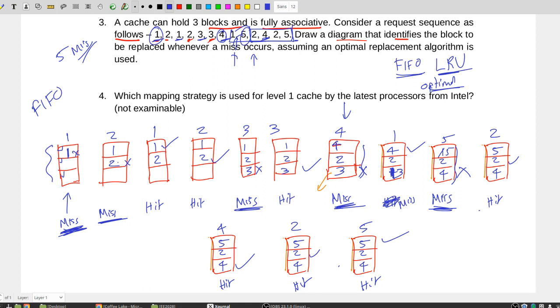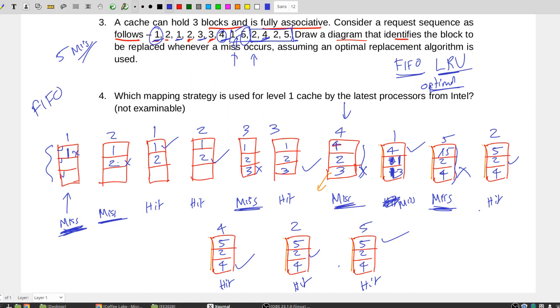2 will be replaced, because among the 3 blocks in the cache, 4, 2, 3, 2 is the oldest one to come into the cache. So 2 will be replaced with 1. So the situation would be 4, 1, 3, and this would be a miss. And then 5 comes in, that will also be a miss, and 5 will replace 3, right? 3 is the oldest in the cache.